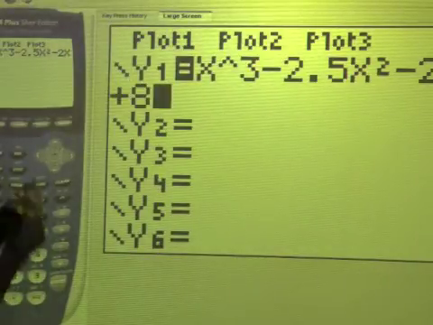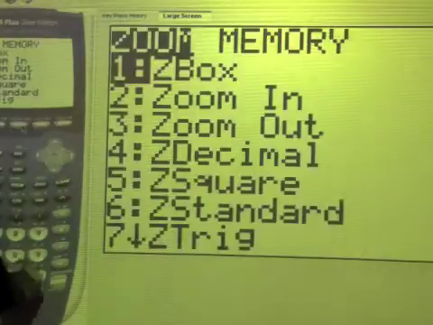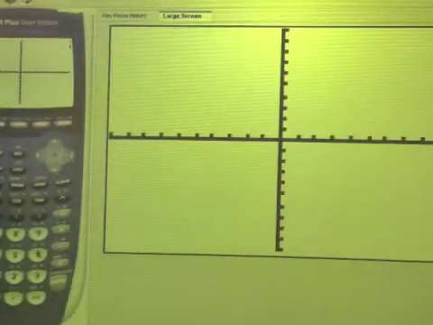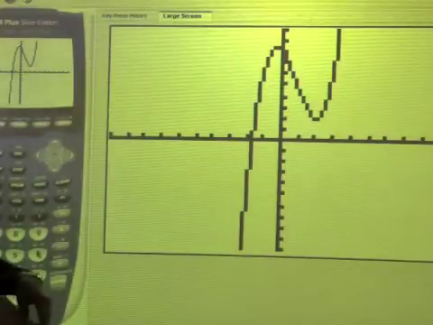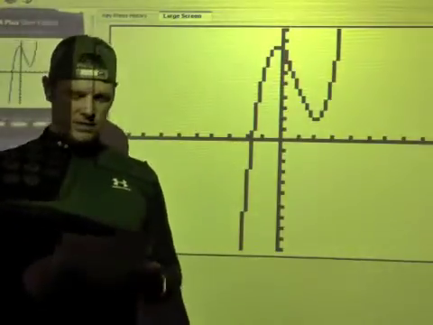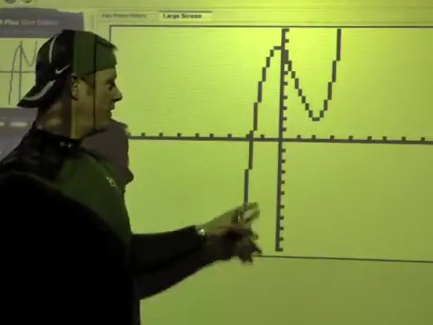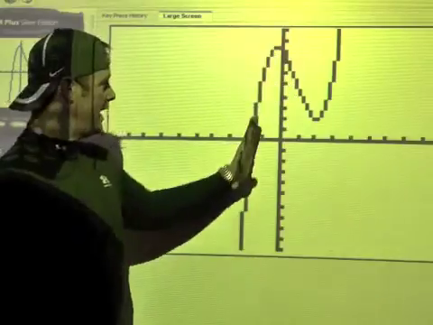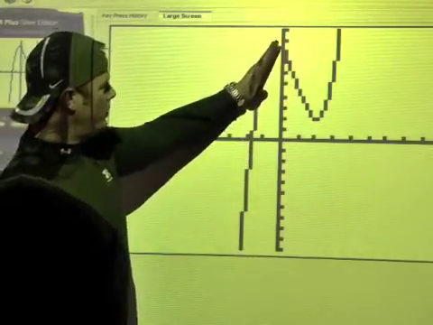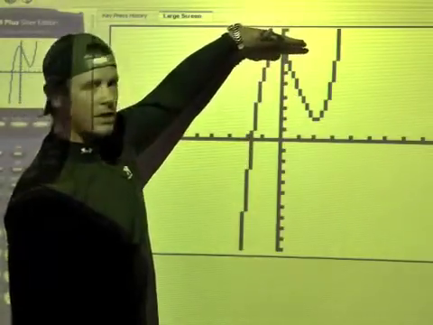All right, so there's the function. I'll just do a quick zoom 6. So here's what the function looks like. Now notice the two values at which we had horizontal tangents. The first answer was negative 1/3. Negative 1/3 is right here. So notice that as you kind of come around, at one point the slope goes horizontal.